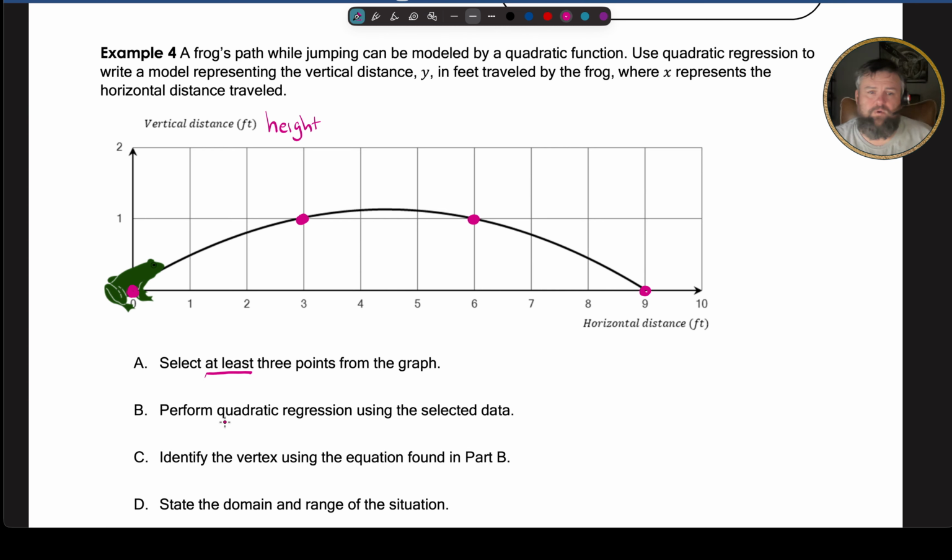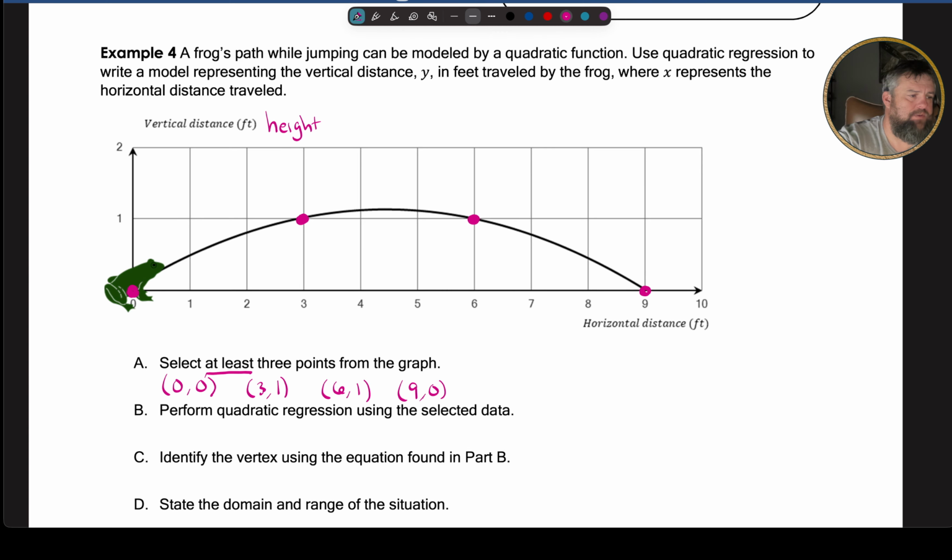Then we're going to perform quadratic regression using this selected data. So let me write down the 4 points that I have here. We're going to have a point at 0, 0, another point at 3, 1, another point at 6, 1, and then another point at 9, 0. Okay, so now let's use quadratic regression.